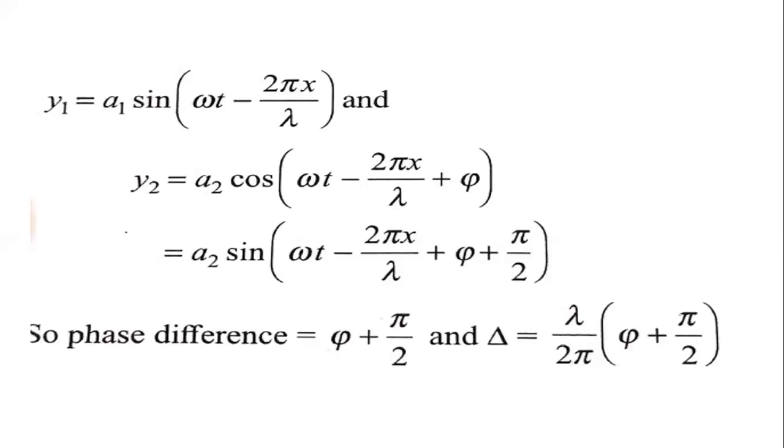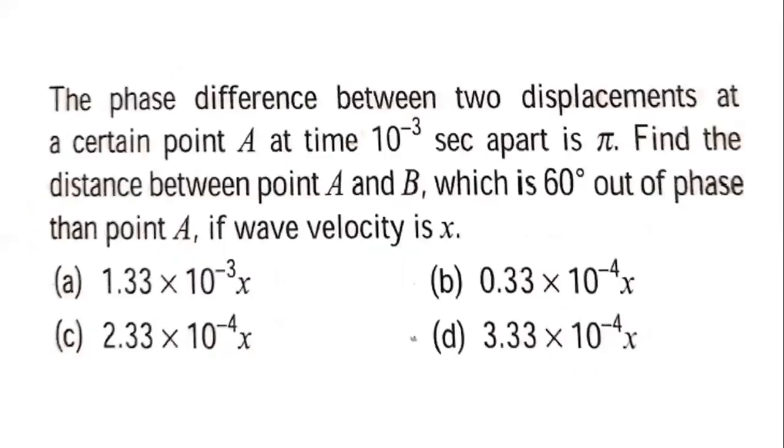Now let us go to the next question. Again, this is a question based on the relationship between phase difference and the path difference. The phase difference between two displacements at a certain point A at a time 10 power minus 3 second apart is pi. Find the distance between the point A and B, which is 60 degree out of phase than the point A if the wave velocity is x. Simple.